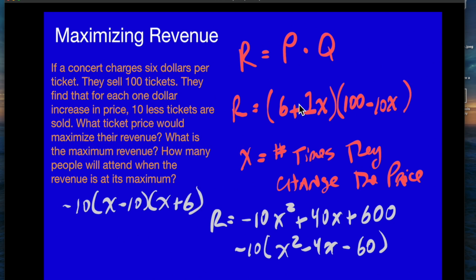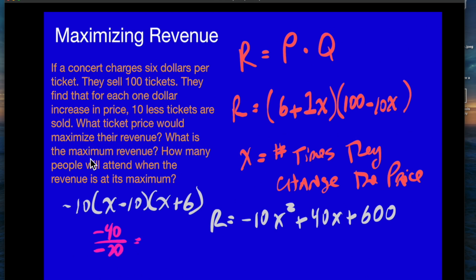Now, whenever you have one of these problems where you see the word maximum, that means you're looking for the vertex. You might see the word minimum, in which case you're also looking for the vertex. But that's the clue that the vertex is going to be part of the problem. So let's find the vertex. We're going to use negative b over 2a, which gives us negative 40 over negative 20, for a vertex of x equals positive 2.